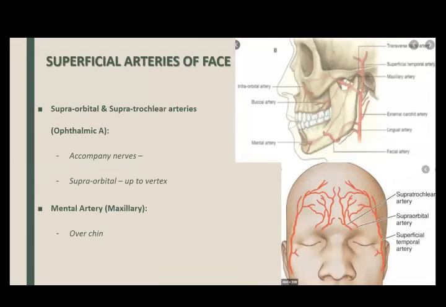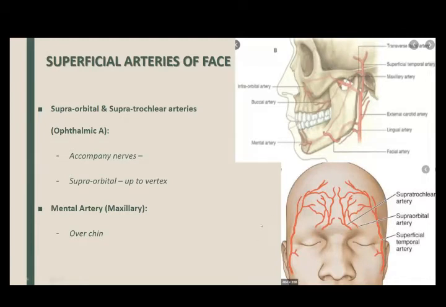अच्छा जी, अभी तक तो हमने discuss की थी the branches of the external carotid. Okay, now let's come to these two branches that supply the forehead. They are the supraorbital and the supratrochlear. बिल्कुल जिस तरह आपकी supraorbital and supratrochlear की nerves थी.